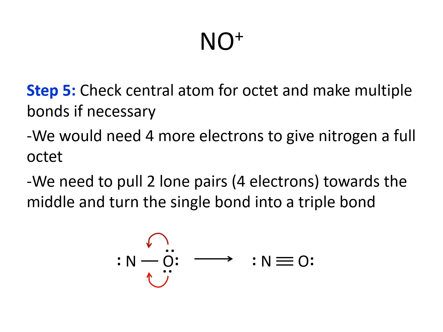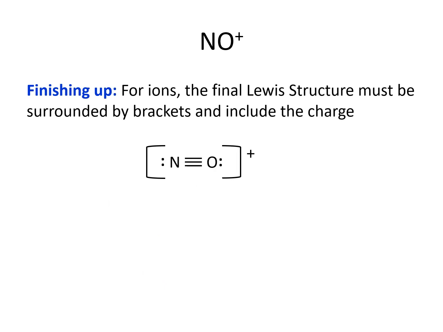Step 5. Check the central atom for an octet and make double or triple bonds if necessary. The nitrogen has only 4 electrons around it currently. It needs 8. That means it's going to need to share 4 more electrons. We pull 2 lone pairs from the oxygen towards the middle and turn the single bond into a triple bond. That still uses the same 10 electrons we had available, but now both atoms have a full octet. Again, since this is an ion, we finish up by putting brackets and the +1 charge.